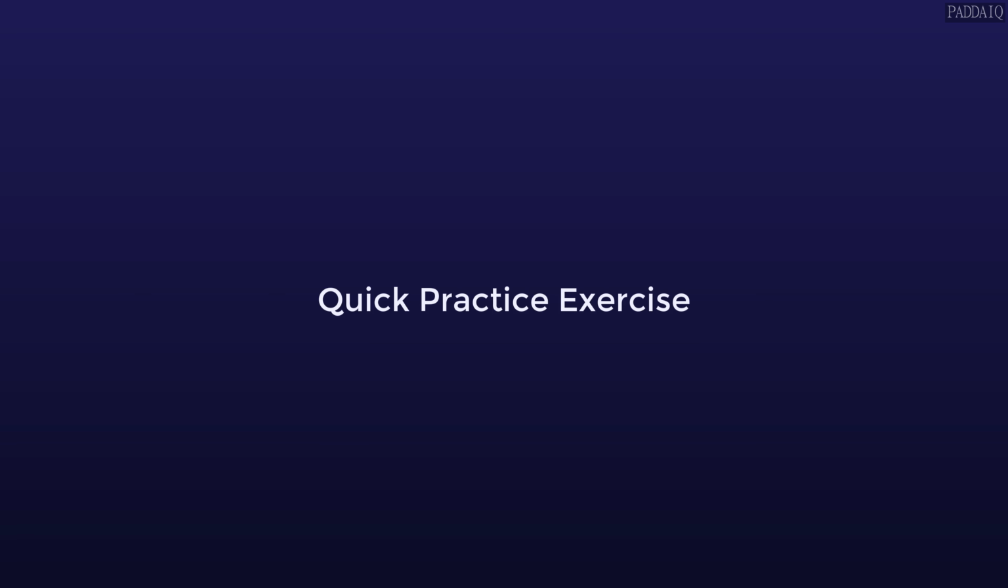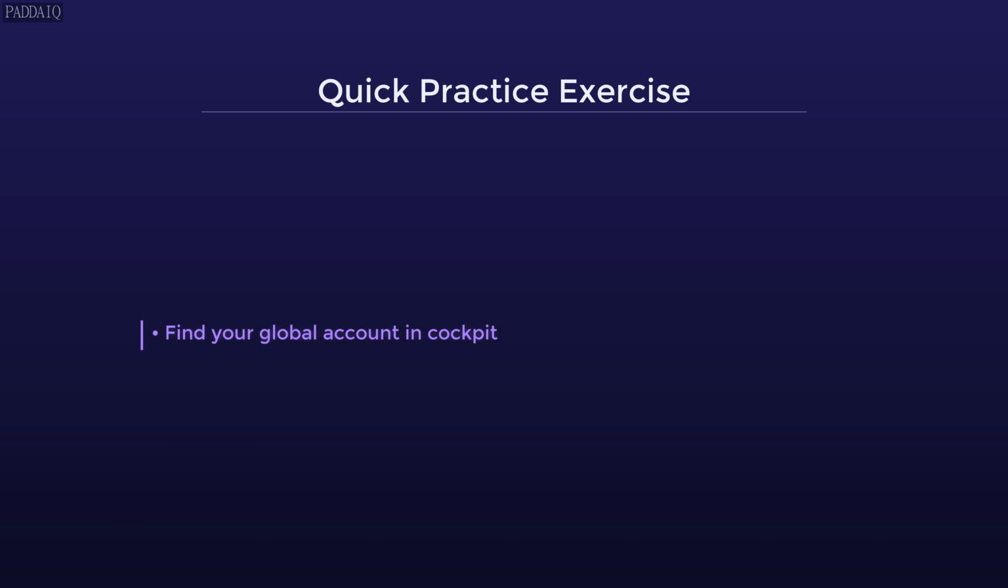Quick practice exercise. Find your global account in Cockpit. This means locating your organization's main BTP workspace using the Web Administration tool. For example, if you are a retail company, you'd log into SAP BTP Cockpit and select your company's dedicated global account from the accounts list. This first step is essential for accessing all your cloud resources and services.